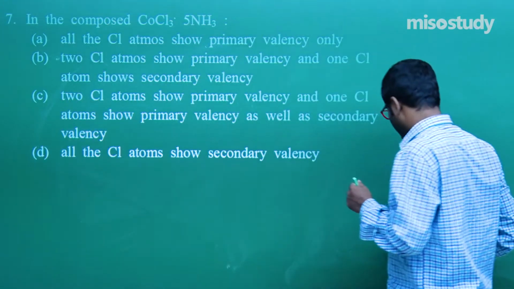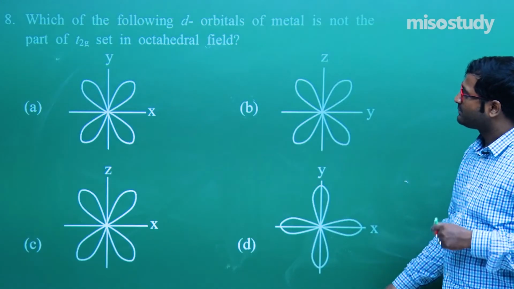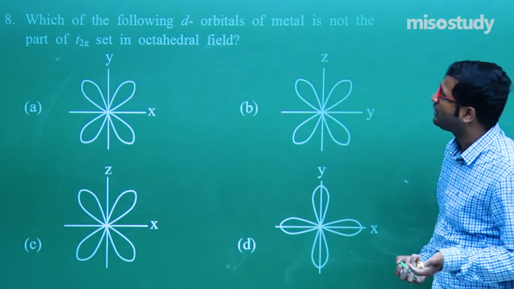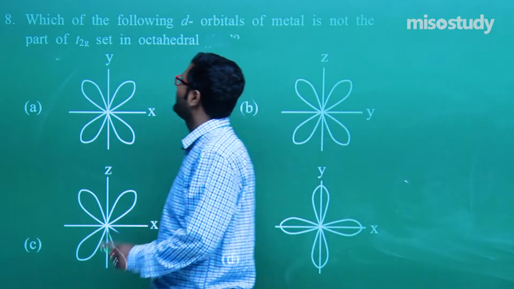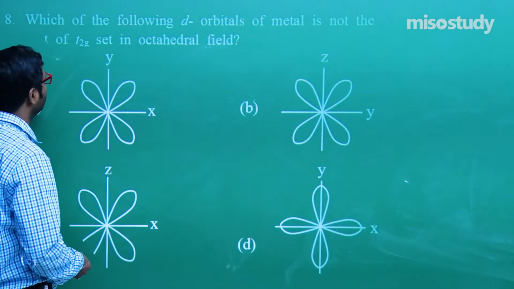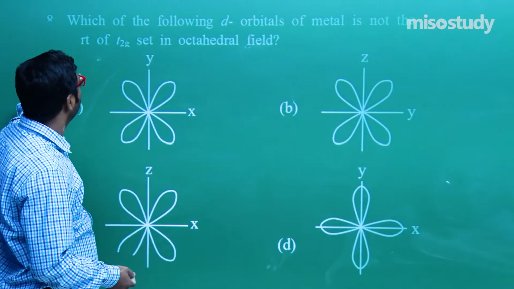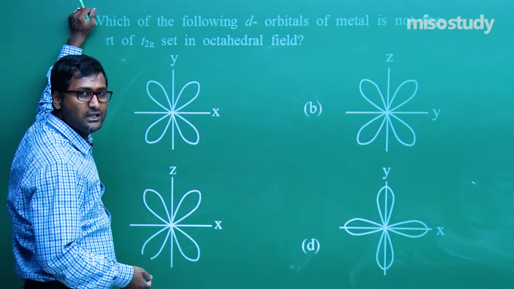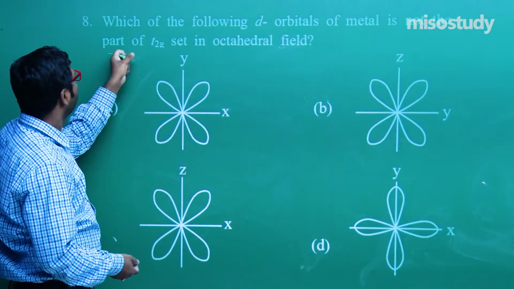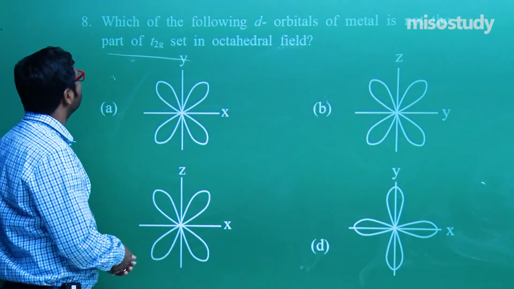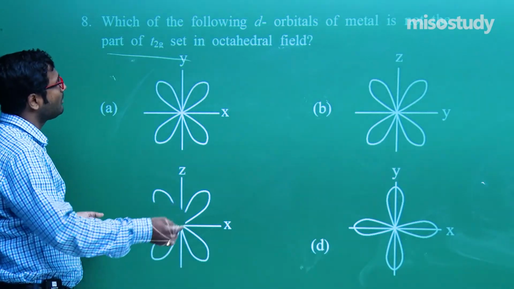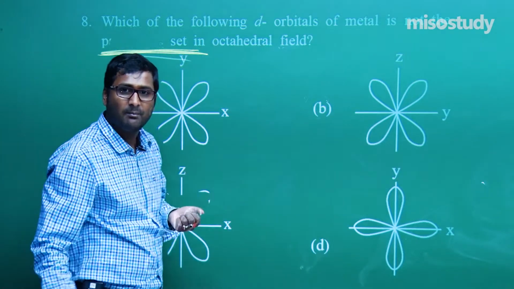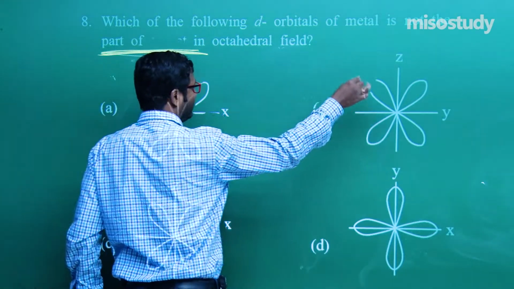Next, let's move to the next part of the question. Which of the following d orbitals of the metal is not part of the T2g set in an octahedral complex? Tell me what will happen in this case, friend. As we know, there are two parts, T2g and Eg. Do you remember this? Which of the following d orbitals of the metal is not part of T2g?